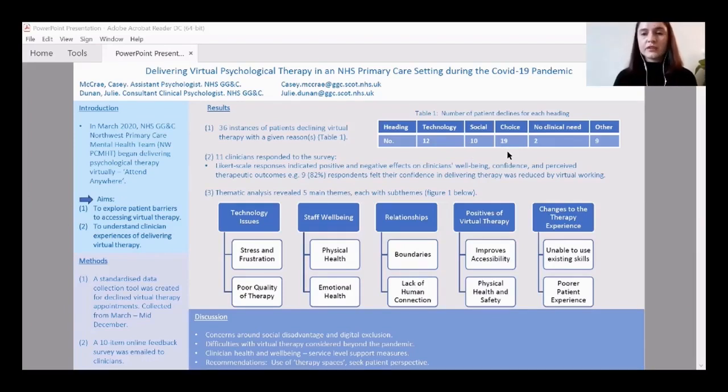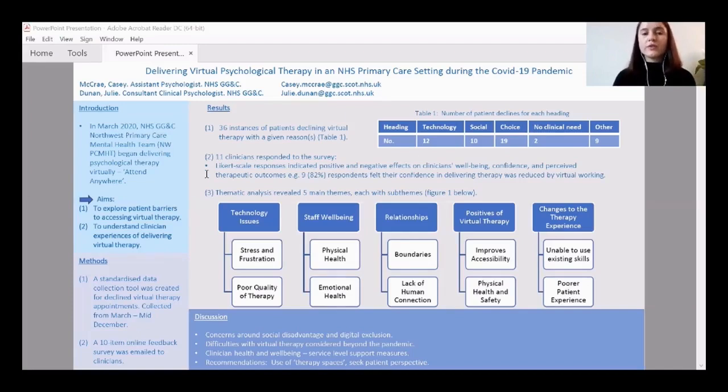Choice was when patients could participate in therapy but chose not to. No longer a clinical need was when patients felt that their mental health had actually improved during lockdown. And the other category was when patients noticed an increase in their anxiety, stress, or a lack of motivation as a result of the pandemic, which made therapy not feel appropriate at that time.